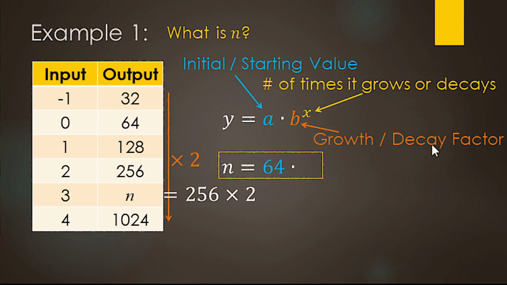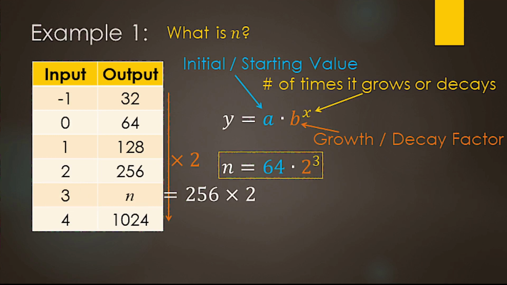Now our growth or decay factor, this is multiplying times 2. So that's our growth factor. It's a 2. Now, for this x, that's the number of grows or decays. Well, that's over here. That's your input. So that's going to be replaced with the number 3. The 3 goes there to replace that.